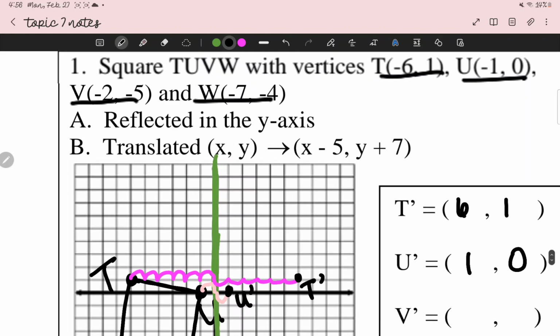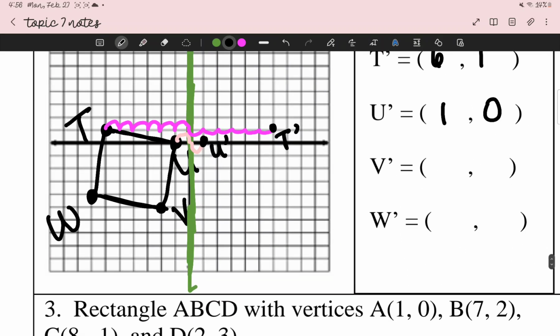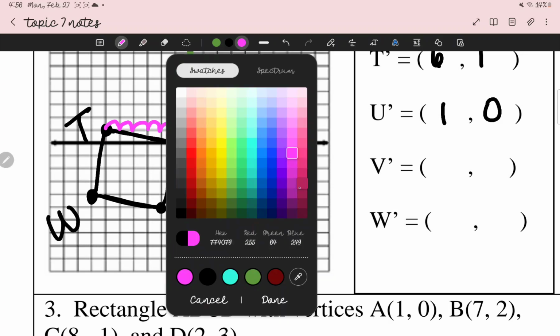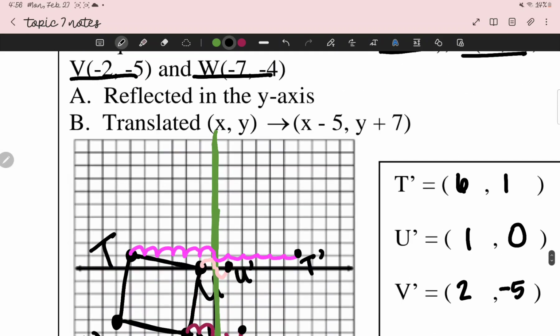And if you notice, the only thing that's changing is the x value is becoming its opposite. So you can use that to help you, or you can just keep doing your hops. I'm going to keep doing my hops. Okay, moving on. For my V, it is exactly 2 units away from my green line. It should be on the other side as well. And that is the point (2, -5). Which matches.